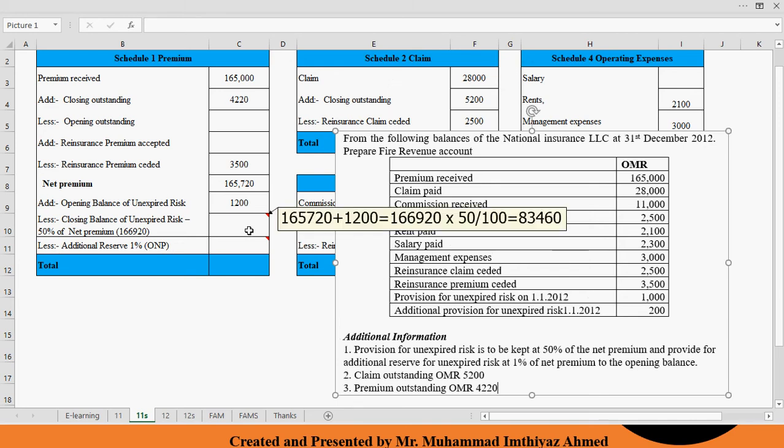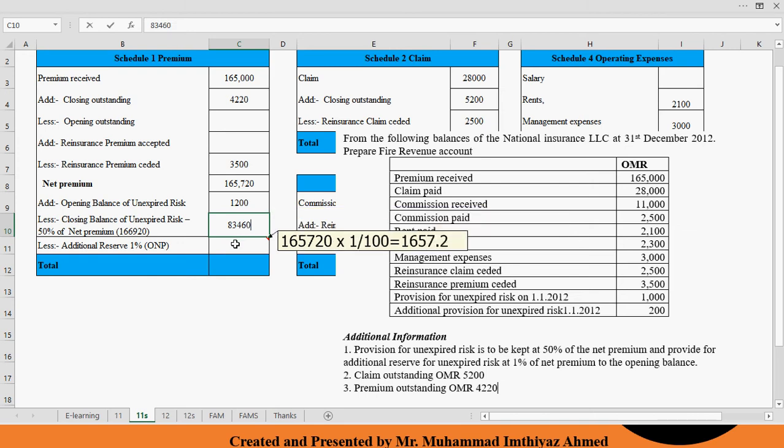I have shown you a calculation. So we need to take net premium, as you can see, it is 165,720. We need to add the opening balance of unexpired risk, 1200. So these two total comes to 166,920. In this amount, we need to calculate 50%. So this amount comes to 83,460. So that amount we need to enter.